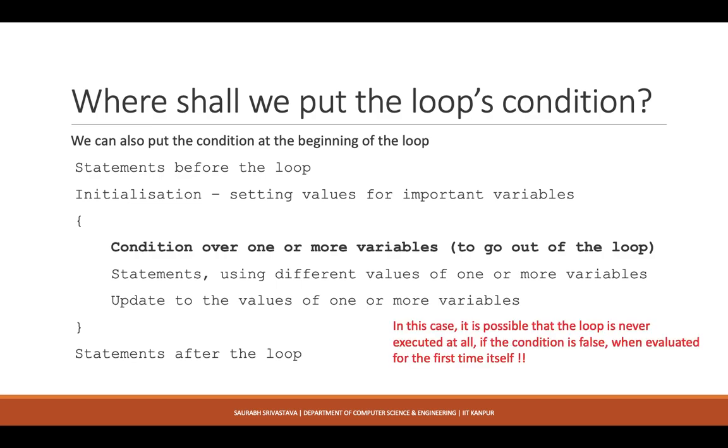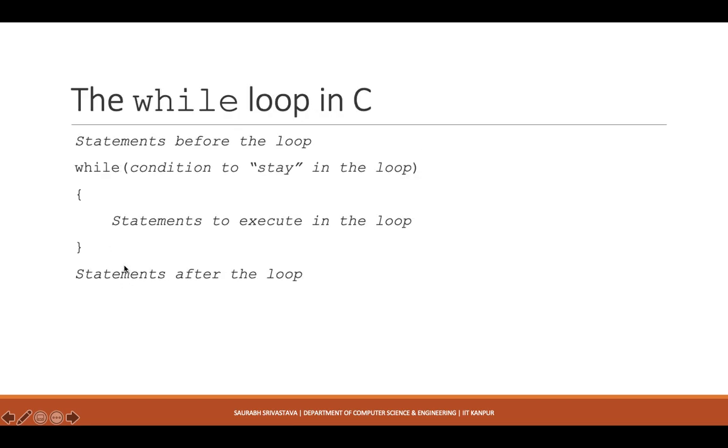So this is where my conditions are at the top of the loop. Now you remember that with the do while loop, whenever I check the condition towards the end of the statements, it is guaranteed that those statements will be executed at least once, because the condition is put at the bottom. But here you can see that the condition is checked first, and if it is false, it is possible that these statements are never executed.